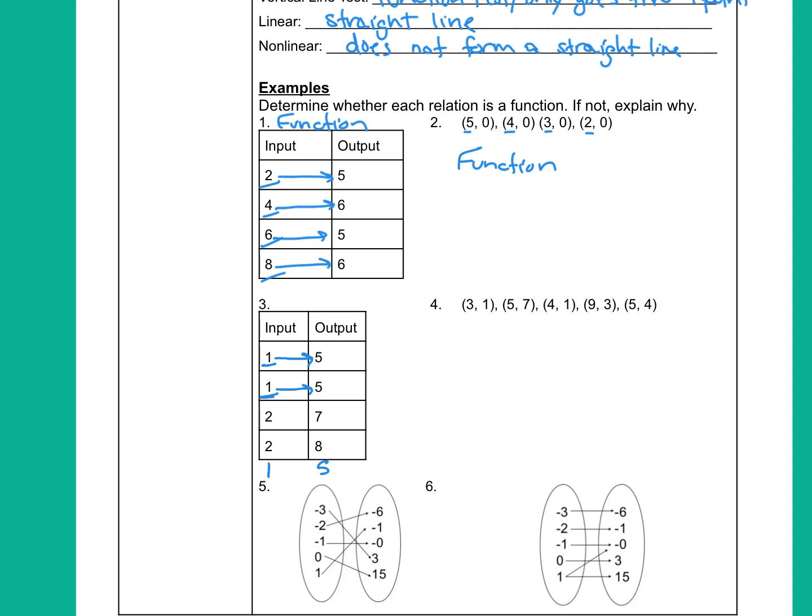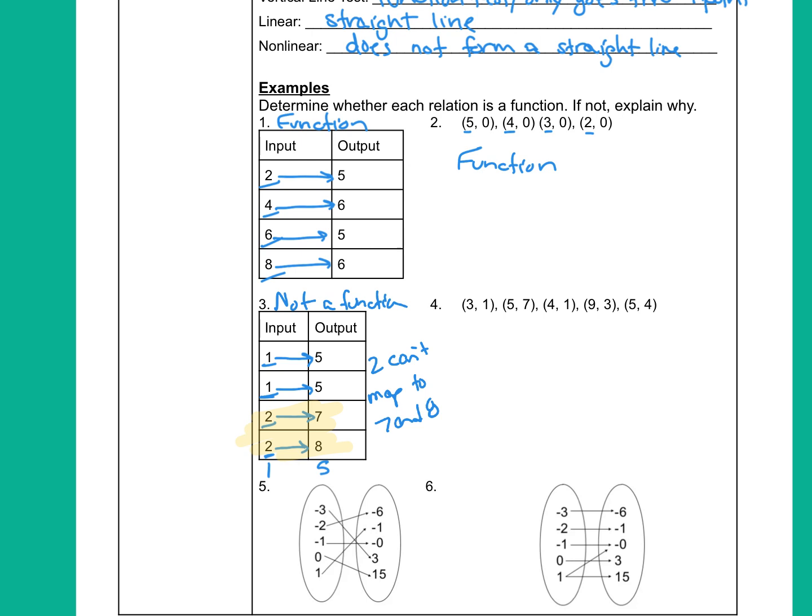But then when I get to the 2, this tells me that 2 must go to 7. But then I see another 2, and now it goes to not 7. So this makes it not a function. And then we have to explain why. We can say 2 can't map to 7 and 8.